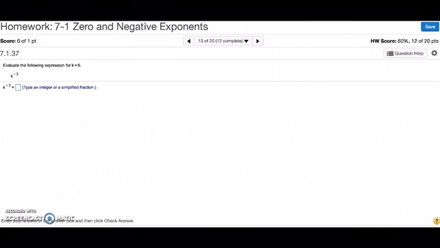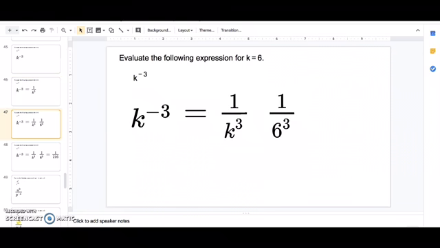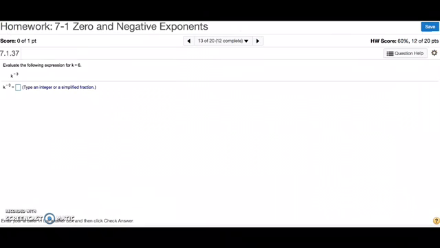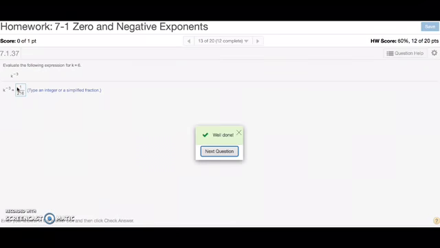Okay, for number 13, it is asking you to evaluate the following expression for k equals 6. So we have k to the negative 3 power. What I'm going to do for this one is simplify it first. So I'm going to move that k to the negative 3 underneath 1 and make the exponent positive. Then it says to evaluate, so I have to substitute 6 in for k. I'll have 6 to the 3, which would be 1 over 216. So I will have 1 over 216.